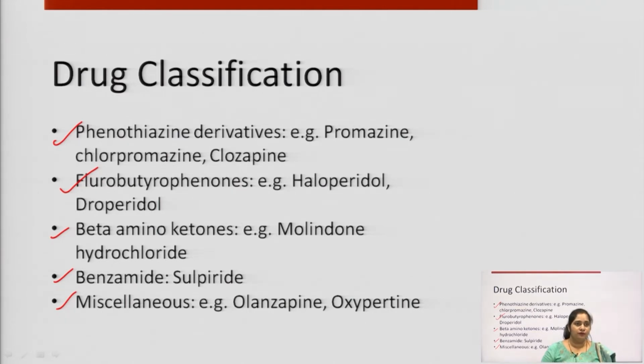Fluorobutyrophenones, an example is haloperidol, one of the most common drugs used as an antipsychotic. Beta aminoketones: molindone hydrochloride. Benzamide derivative: sulpiride. And miscellaneous agents like olanzapine and oxypertin.